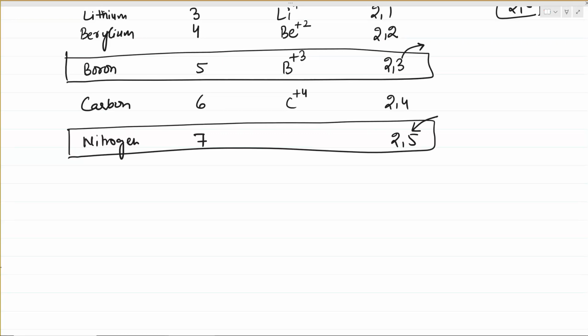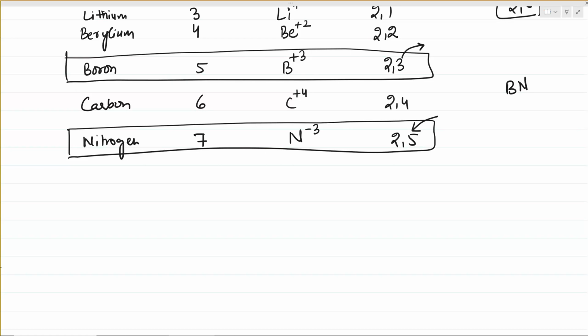So if I ask you what is the formula of the compound when boron and nitrogen combine, it will be BN. Boron will donate 3 to the nitrogen and nitrogen will accept. So simple is that this nitrogen will accept 3 and boron will donate 3. So they both are compatible with each other. In this case, the valency of nitrogen will be -3, since it will gain the 3 electrons.